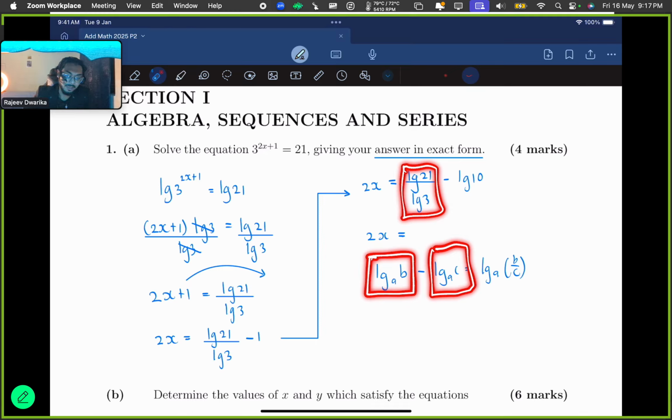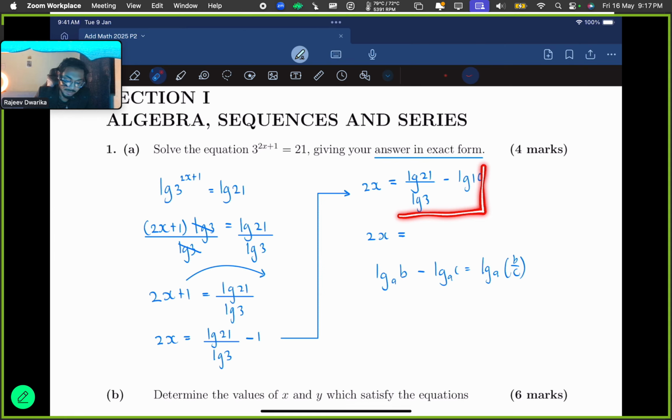Do you think we could apply that rule? Is it in this exact form? No. To use this rule, you must have log base a of b. Over here we have log base 10 of 21 over log base 10 of 3. We don't have a single log, and we cannot combine that into a single log.